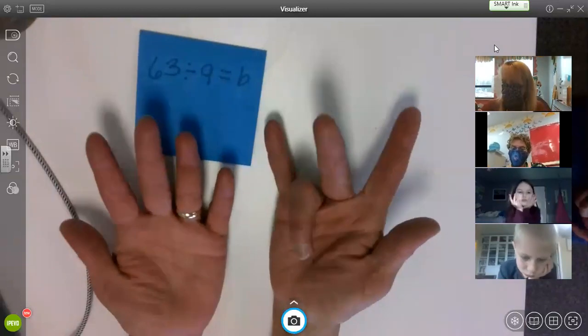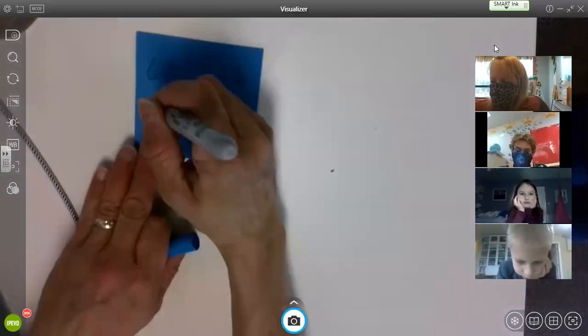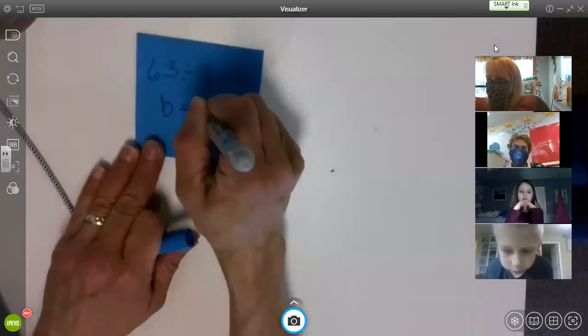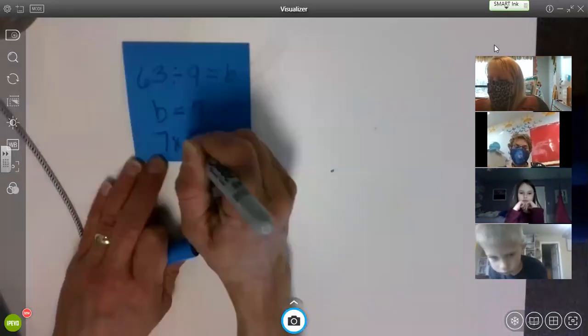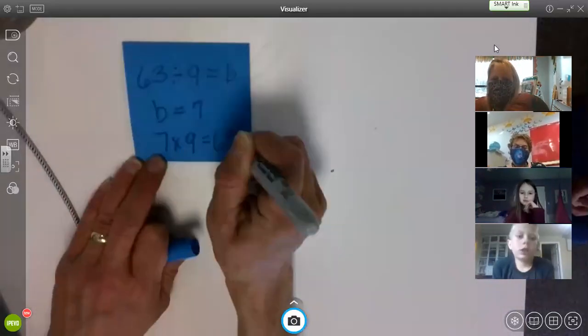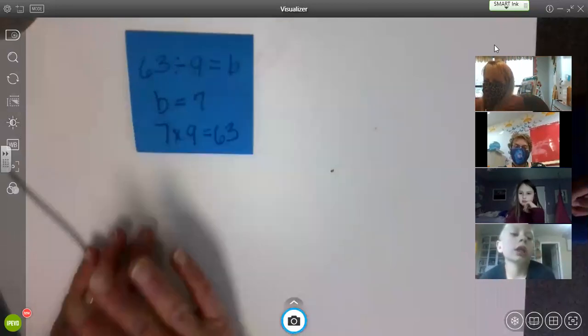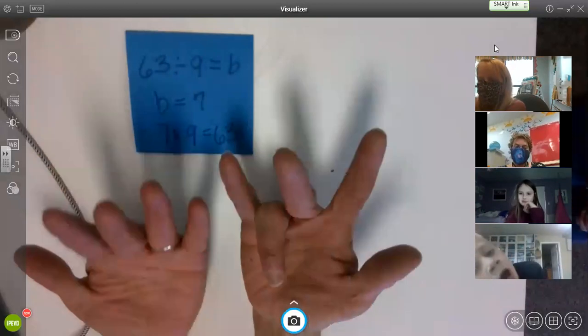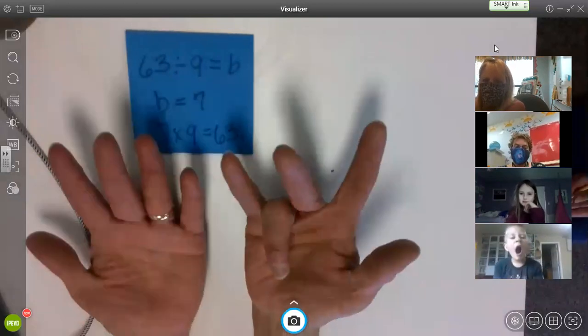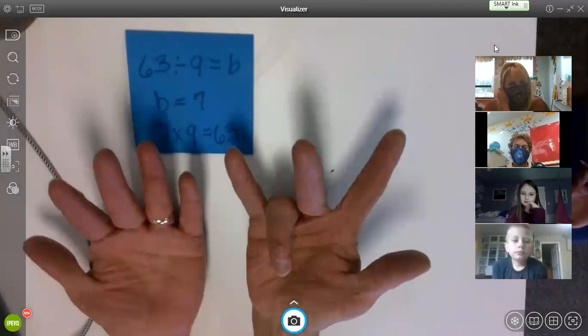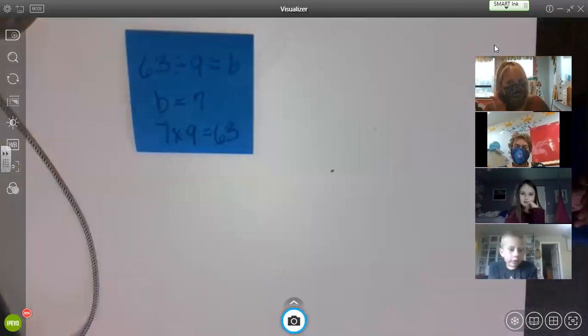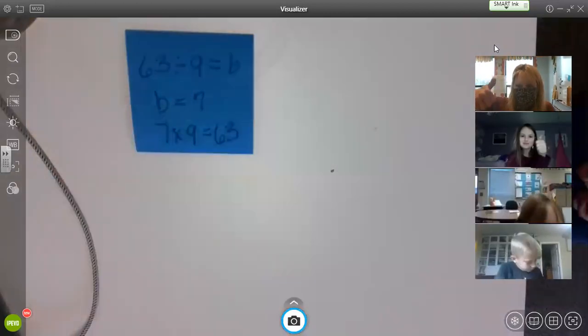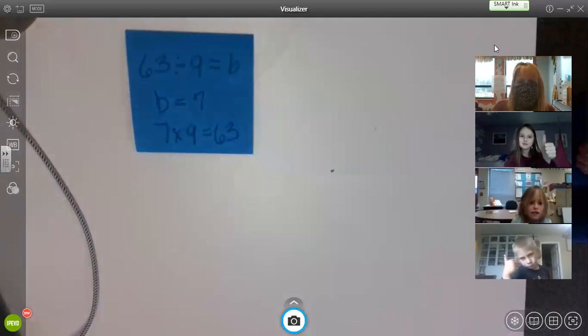7th finger, awesome. Thank you for paying attention. B equals 7. And if we double check that, 7 times 9 equals 63, I should say, okay, I'll put my 7th finger down because it's the nines trick, and that equals 63. How are we feeling about using the nines trick for division? Katie, are you feeling okay about that?